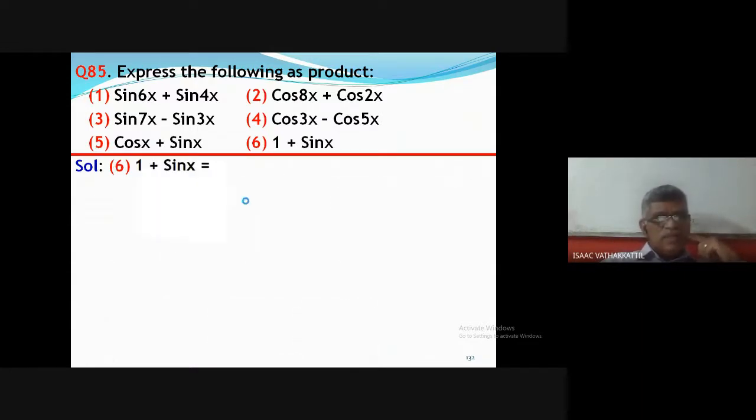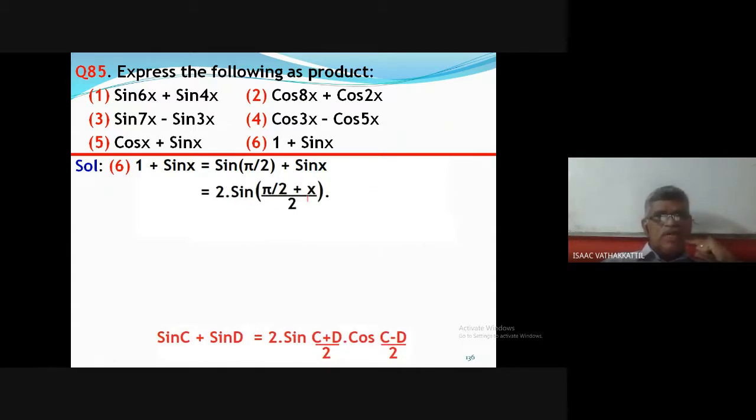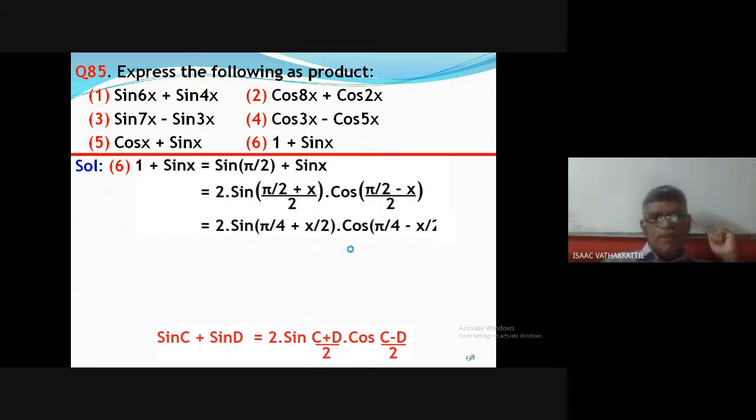Sixth one is 1 plus sin x. Now this 1 you can write as sin pi by 2. Sin C plus sin D format: sin C plus sin D is 2 sin C plus D by 2 into cos C minus D by 2. Substituting, this is 2 sin pi by 4 plus x by 2 into cos pi by 4 minus x by 2.